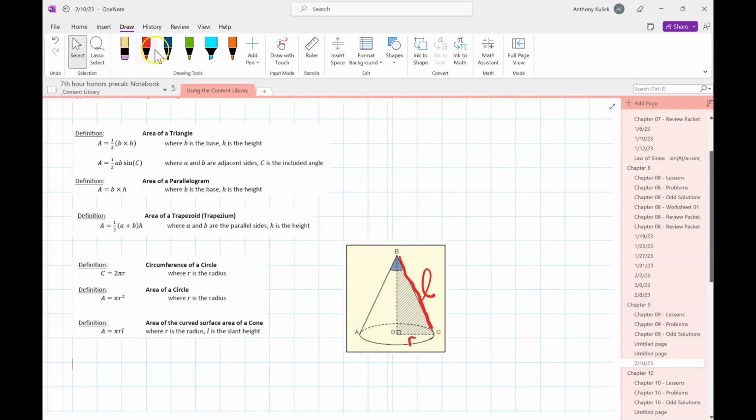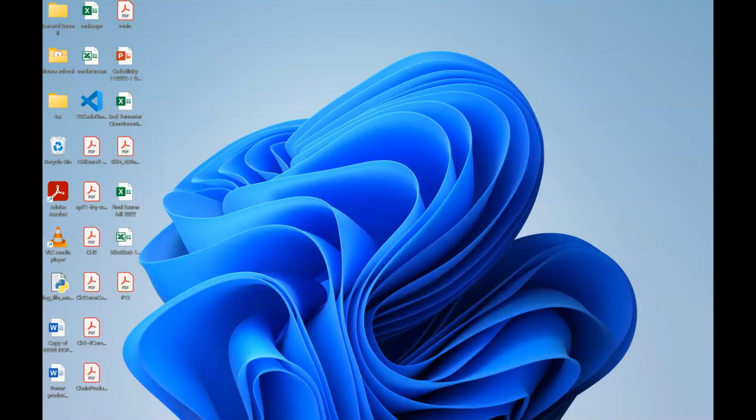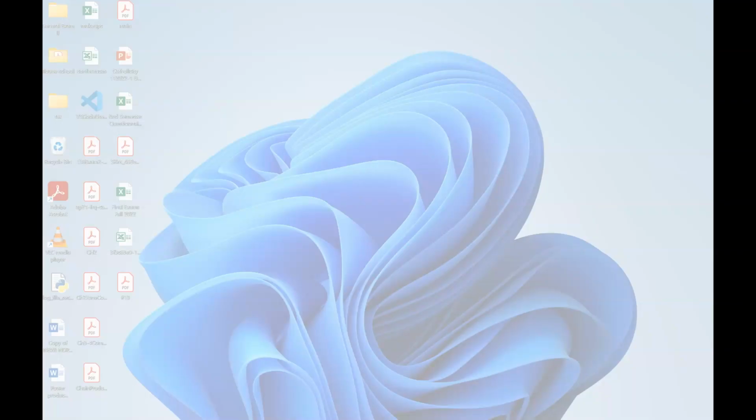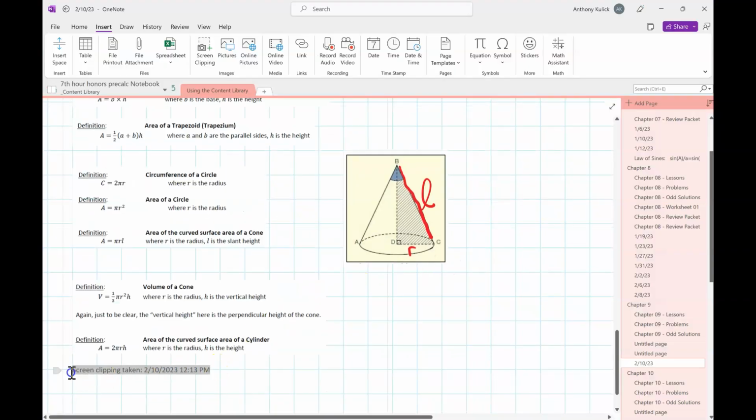Okay. So again, that side L is referred to as a slant height, is what we call that. So volume for a cone then is 1/3 pi r squared h. What do you notice pi r squared is? That's the area of the base, the area of the circle, times the height. So this is like 1/3 area of the base times the height.